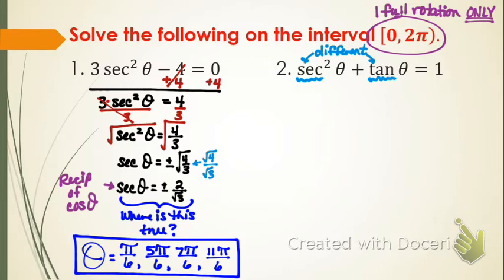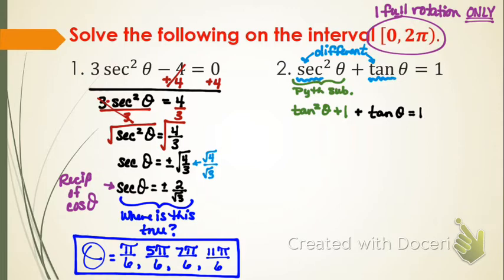Could you take the secant squared out? How can I take a secant squared out? I like that idea. Let's talk about it. You could, instead of secant squared, it would be secant squared plus 1. Yes, I can do a Pythagorean substitution right here. And I'm going to replace that secant squared theta with a tangent squared theta plus 1 plus tangent theta equals 1.